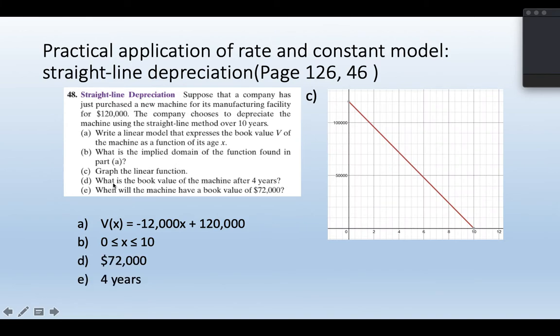Then part d: what will be the value after 4 years? That means put 4 here for x. Then when the value of the machine is like this, we have to find the value of x. 72,000 is the value of v of x. We just put them in and do some calculation, and the answer will come as 4 years here.